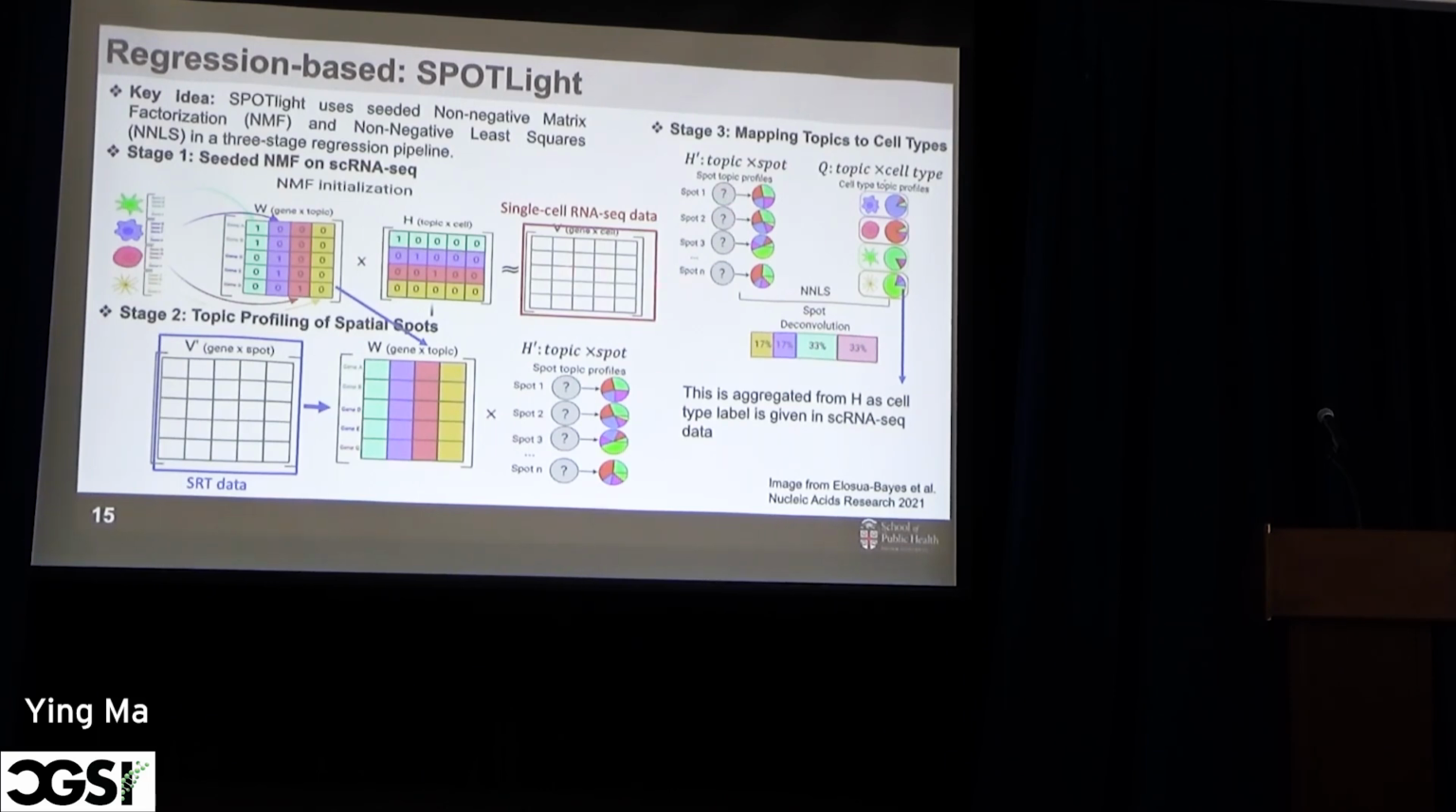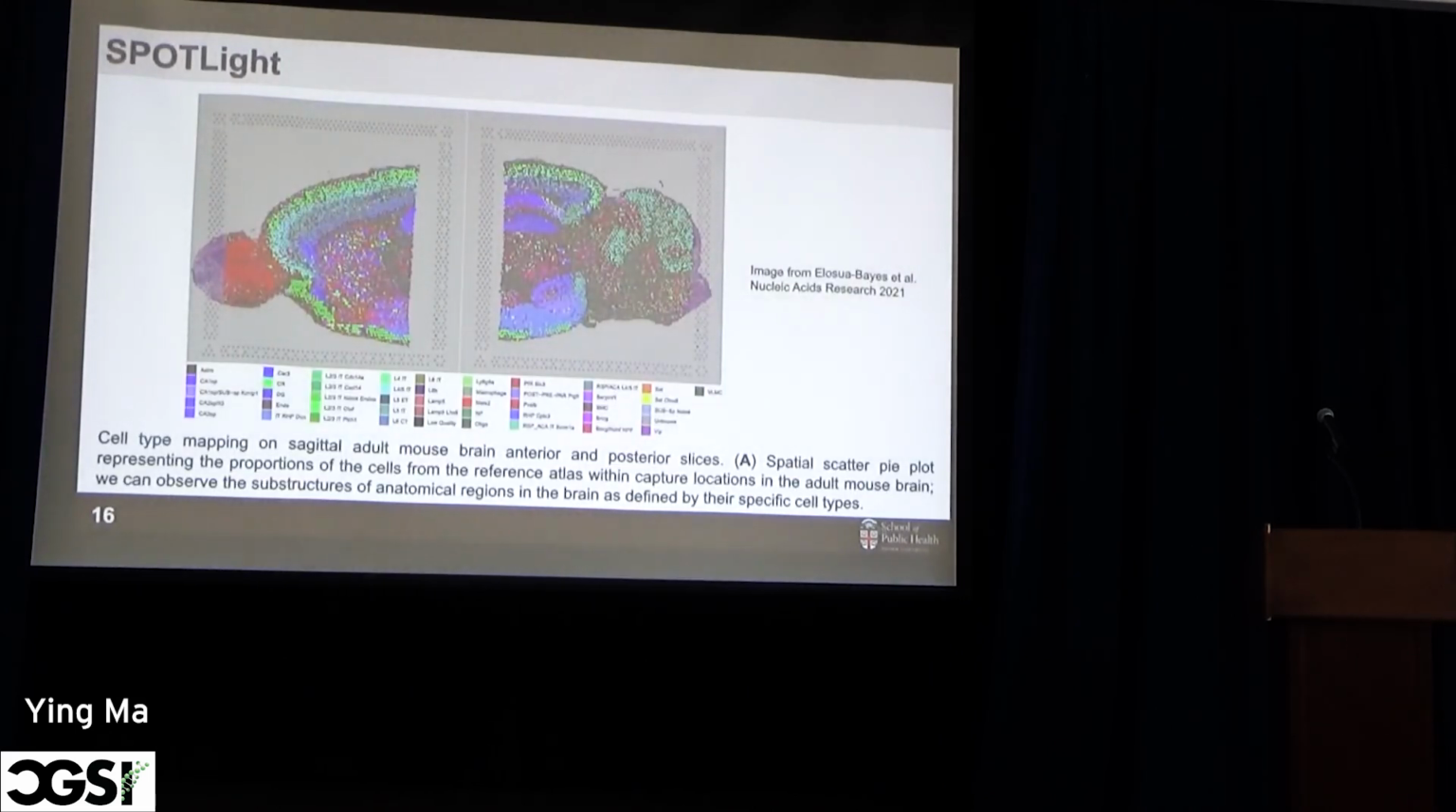And because for the single cell RNA sequencing you know which cells are from each cell type, based on this H matrix you can aggregate a topic by cell type profile by just calculating the mean. So finally, you get this Q matrix, which is the topic by cell type profiles. The next step is very simple. We just perform a non-negative least squares to get the regression weights. Finally, for each spatial location, you get the cell type composition, which is your final cell type proportion. So these are the results from SPOTlight.